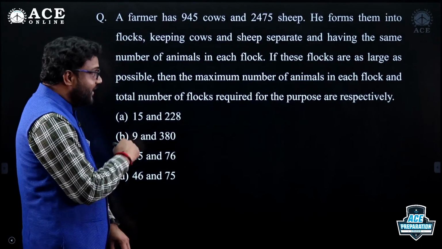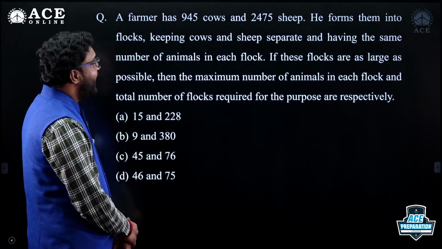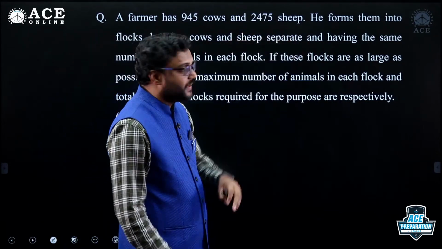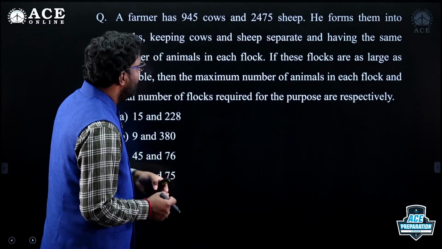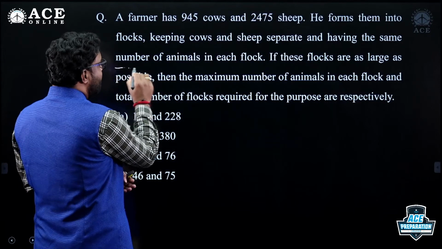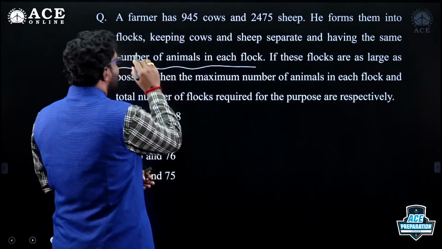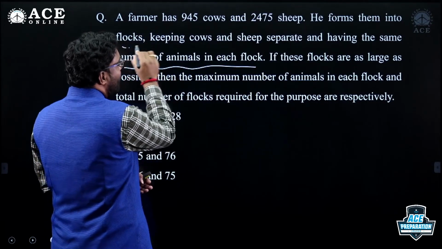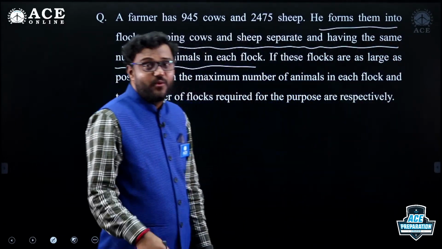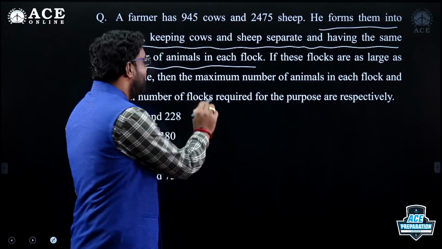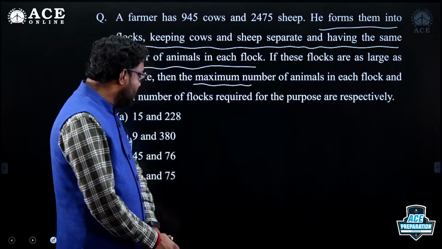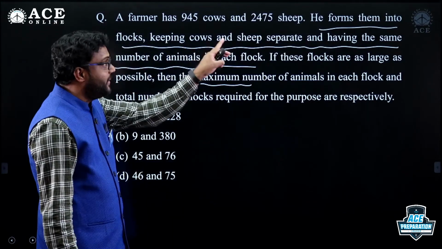Next one, now see here, you have 945 cows and 2475 sheep. Now see, they mentioned here the same number of animals in each flock. He forms them into flocks, keeping cows and sheep separately. Same, common, equal, maximum, greatest, like that is giving a clue to do HCF actually, and the options are less than the given numbers as well.